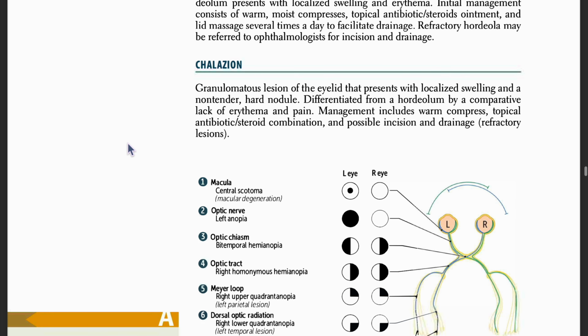Chalazion. This is a granulomatous lesion of the eyelid that presents with localized swelling and a non-tender hard nodule, differentiated from a hordeolum by a comparative lack of erythema and pain. Management includes warm compresses, topical antibiotic and steroid combination, and also possible incision and drainage for refractory lesions.